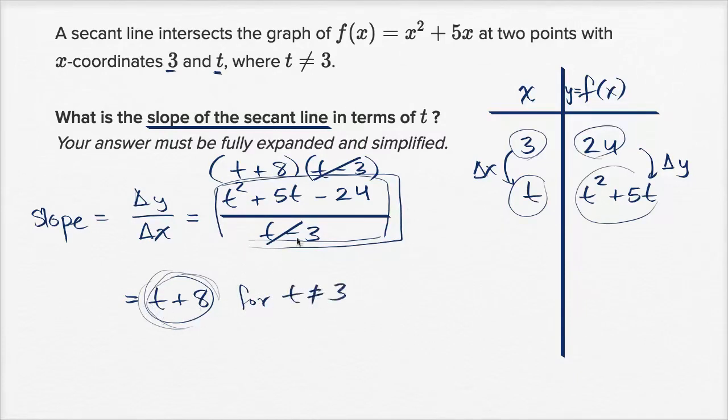Now this can take the same inputs as this one right over there. But I guess they're assuming where t does not equal 3. So you could view this as maybe a little bit redundant. But this is the slope of the secant line in terms of t.